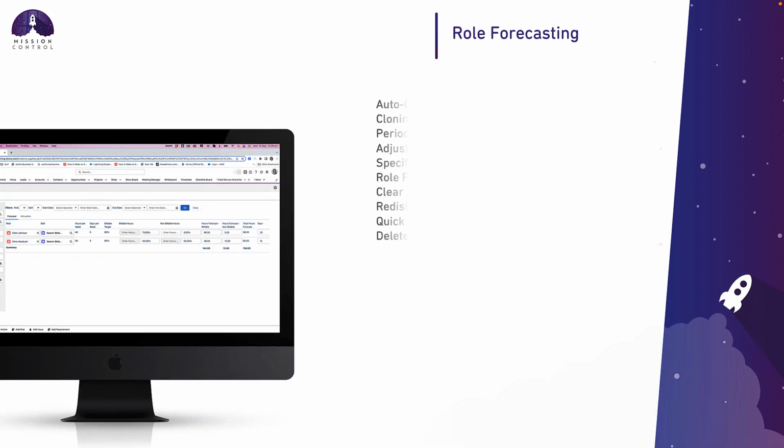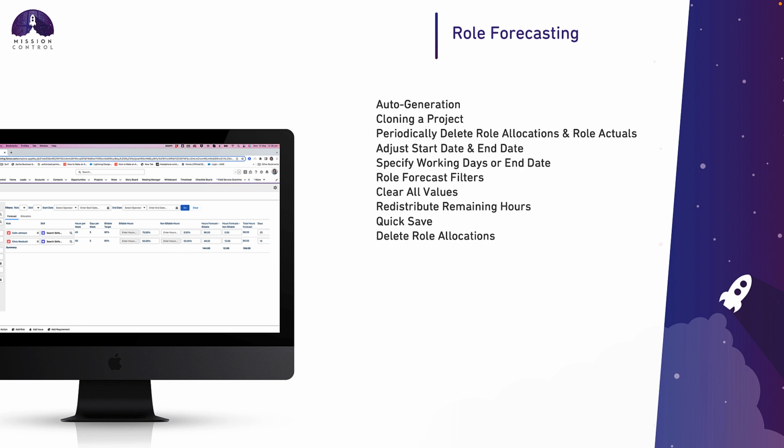A number of enhancements have been added to the role forecasting and hours distributor components. Updates around whether role forecast records get added to a project when it is being auto-generated. You've got the ability to optionally choose to clone your role forecasts when you're cloning a project. We've provided the ability for you to periodically delete role allocations and role actuals for historical data.